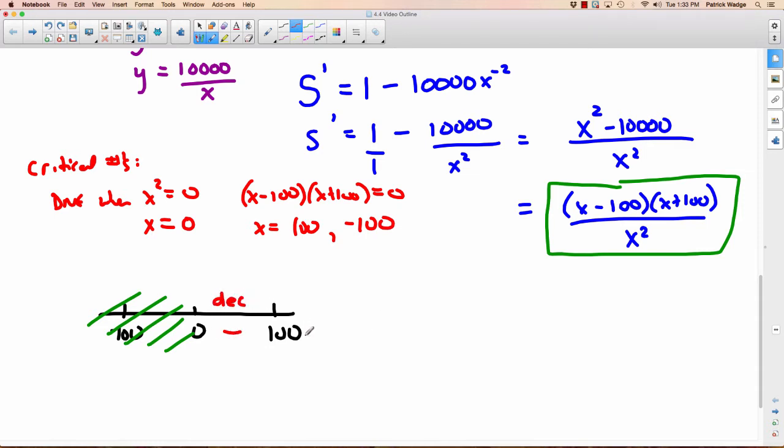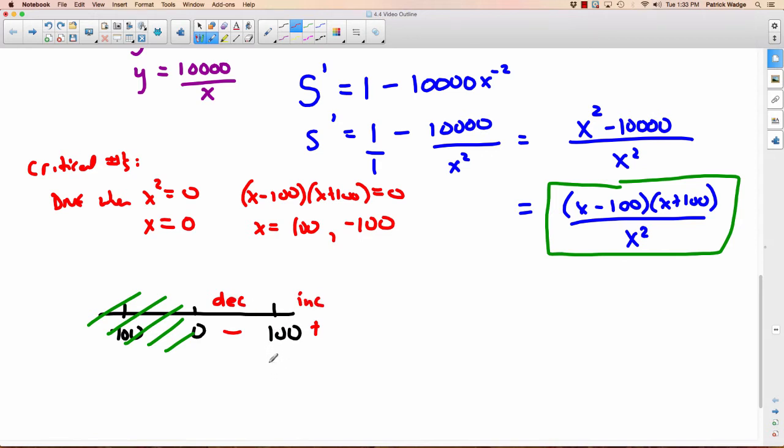Pick a number bigger than 100. I'll pick 200. 200 minus 100 is 100. That's positive. 200 plus 100, that's also positive. And this was positive. Positive, positive, positive, it's all positive. So this interval is going to be positive, which means it's increasing. So we have decreasing and then increasing.